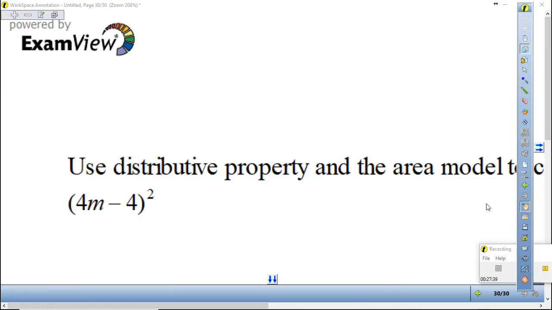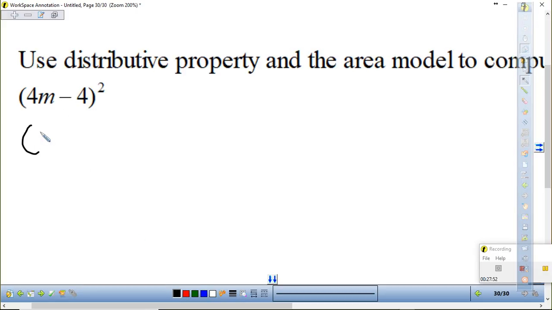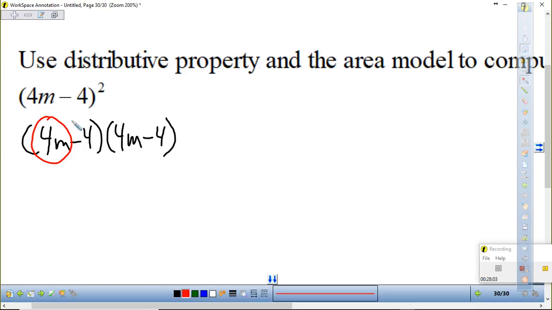Yay, our favorite. This one says, use distributive property and area model. I'm going to start with distributive property. Here we go. So first of all, I need to rewrite this, yes? This becomes 4m minus 4 times 4m minus 4. Now we distribute. So I'm going to start with 4m times 4m.